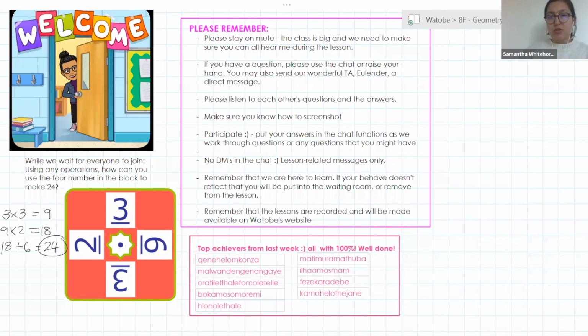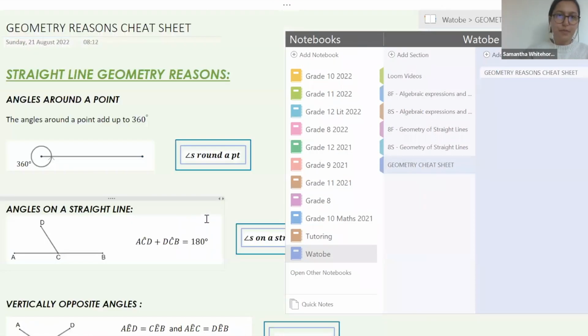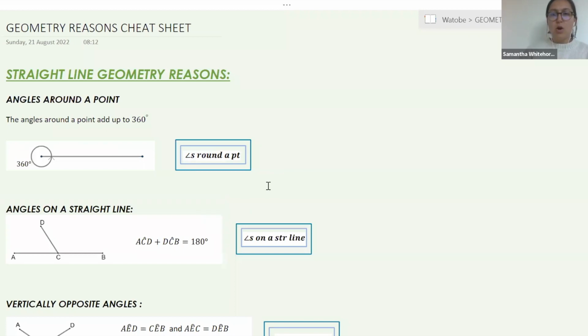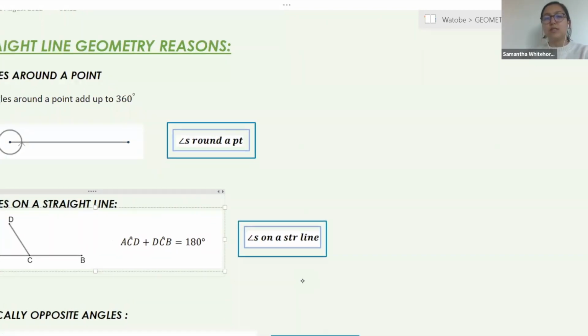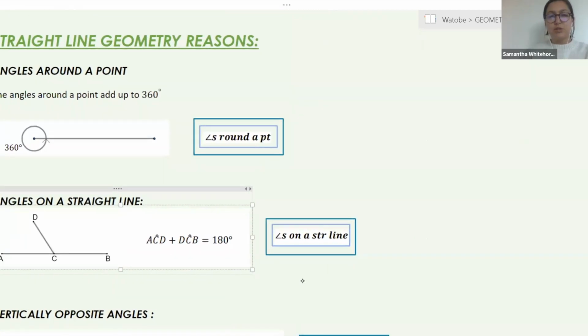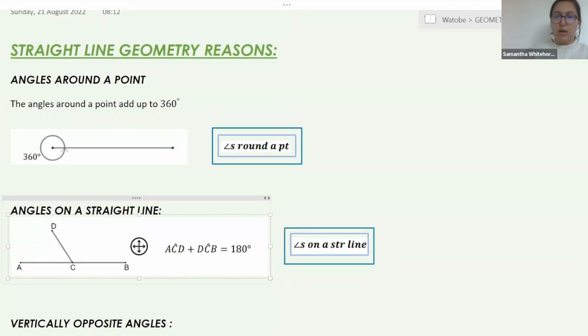We've looked at 2 geometric reasons, and what I'm going to do now is show you the reasons that we have done. Like I've said, it's quite useful to have a little list for yourself as we go along, a little cheat sheet you can always refer back to and check that your reasons are correct. So far we have done angles around a point, and angles on a straight line.